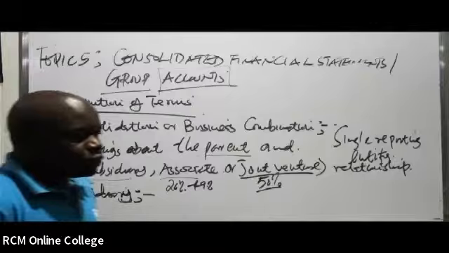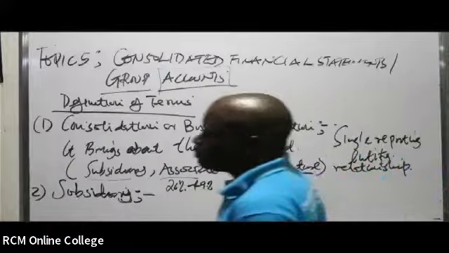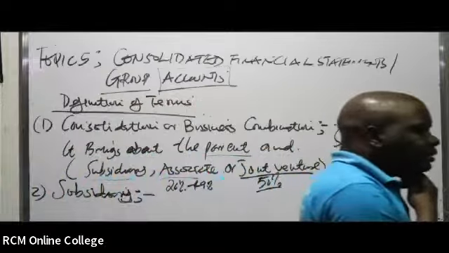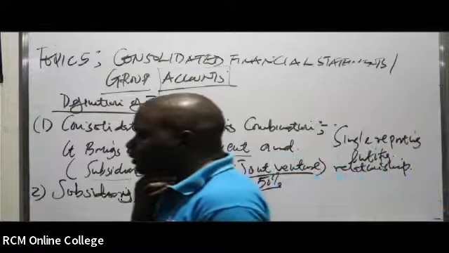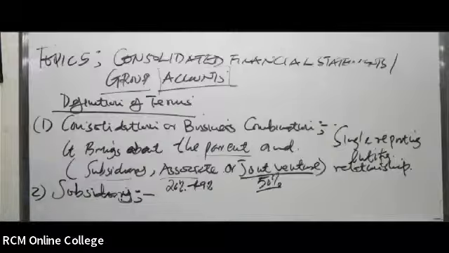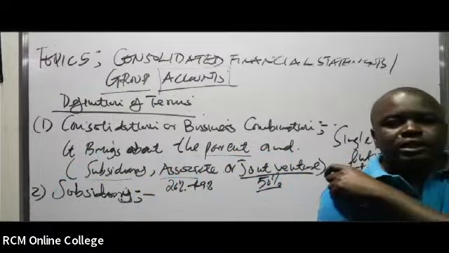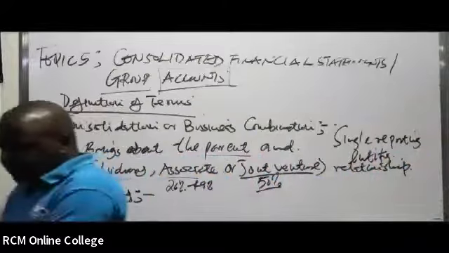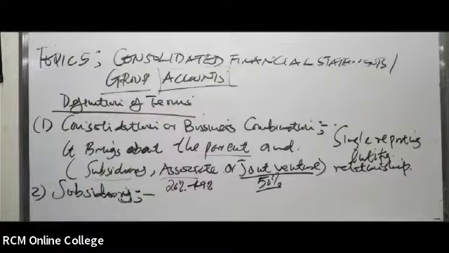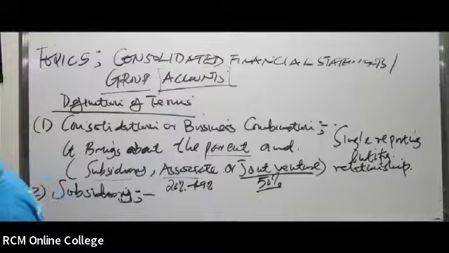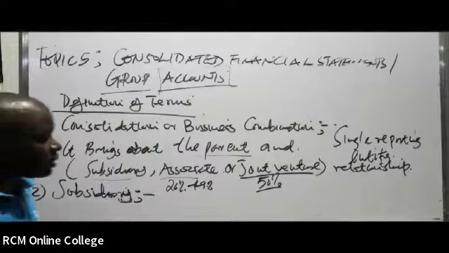The control is typically established when the parent company owns more than 50% of the shares of the subsidiary.